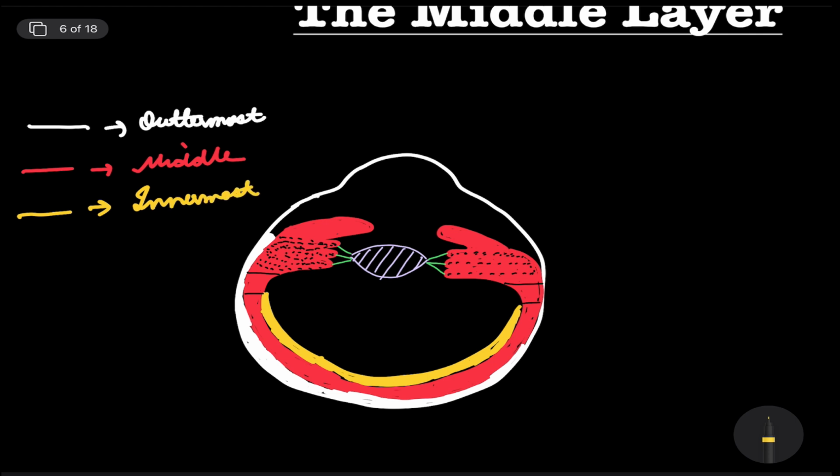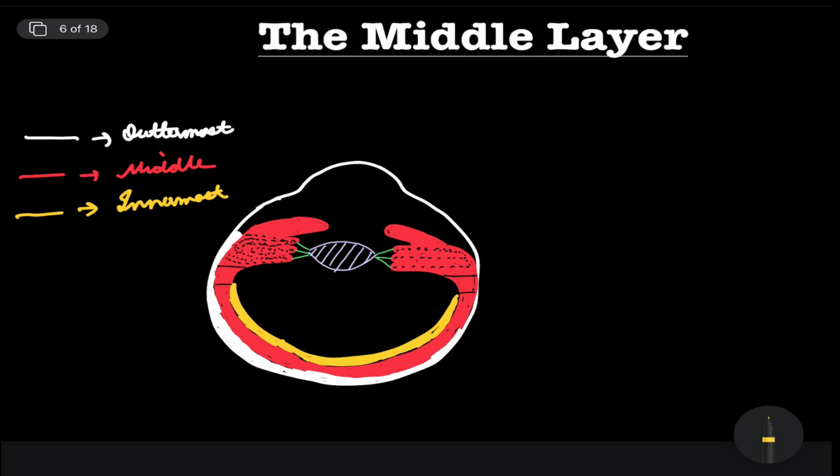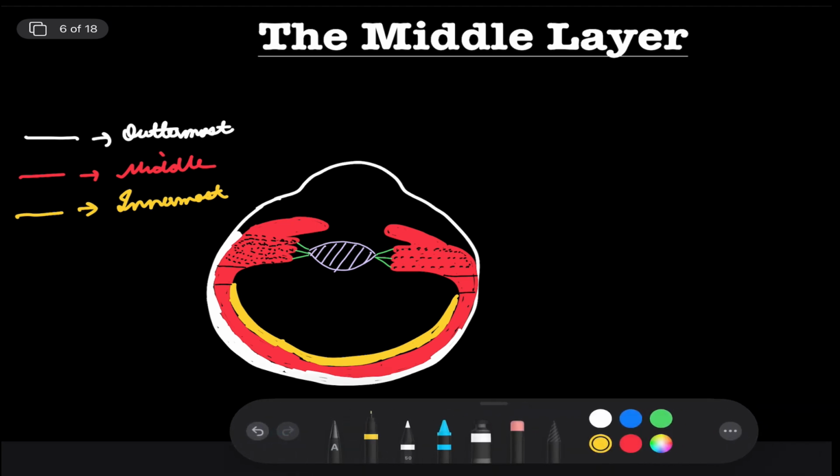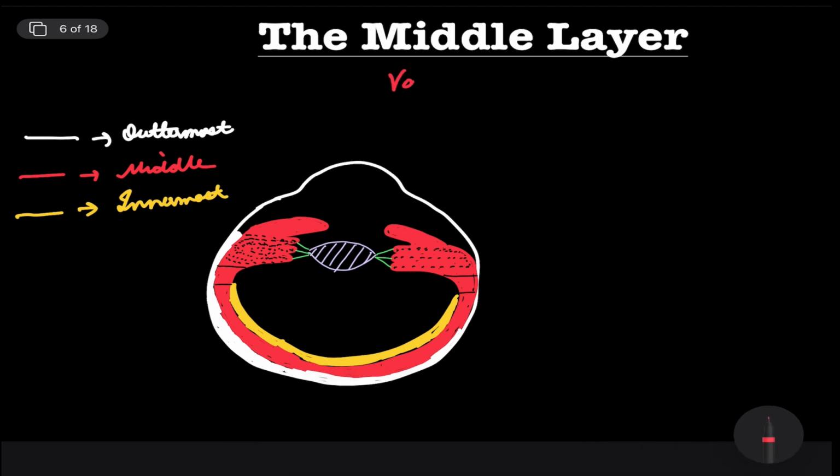Okay? So, based on that information that I've just given you and the heading of this slide, we'll be talking about the middle red layer. Why have I colored it red? I've done that intentionally because the middle layer is also known as the vascular layer. Vascular layer. Why the vascular layer?